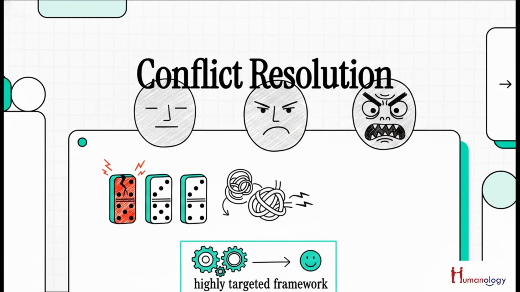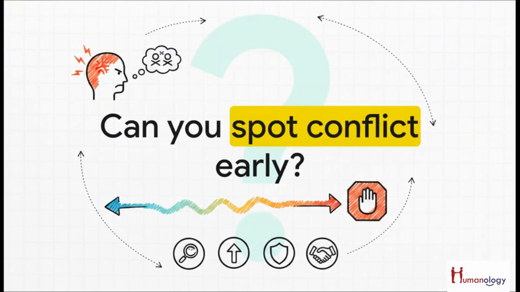If you deal with people in literally any capacity, you know exactly how fast a normal interaction can go totally sideways. So today we're breaking down a highly targeted framework from our source material. It acts as a real blueprint for navigating these intense, unpredictable moments. So can you spot conflict before it actually erupts?